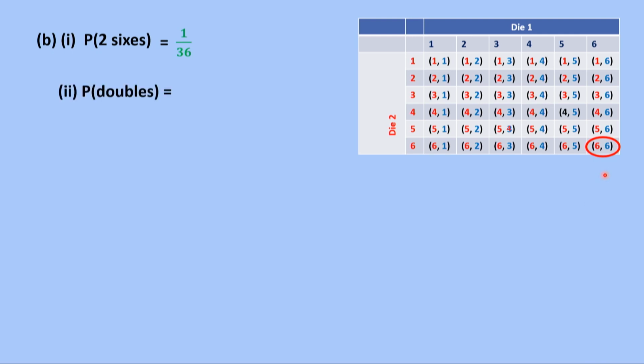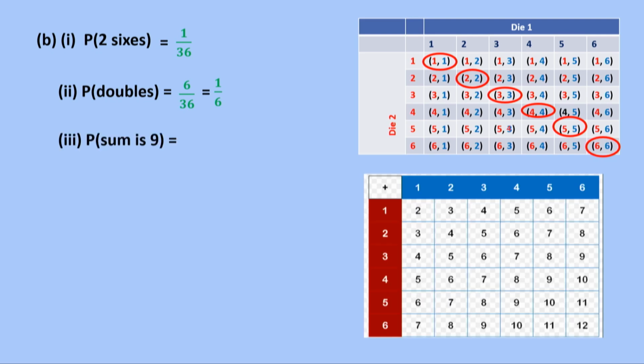Second part, probability of getting doubles. What does doubles mean? Doubles mean getting 1, 1, 2, 2, 3, 3, 4, 4, 5, 5, and 6, 6. Doubles mean you're going to get the same number on both dice. So we have 6 possibilities here. 6 over 36. Reducing to lowest term, we get 1 over 6.